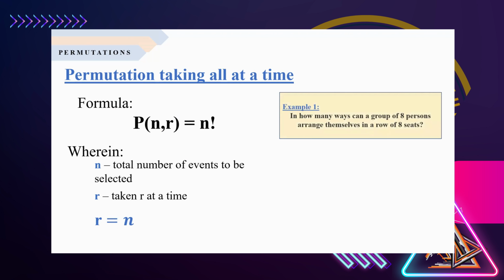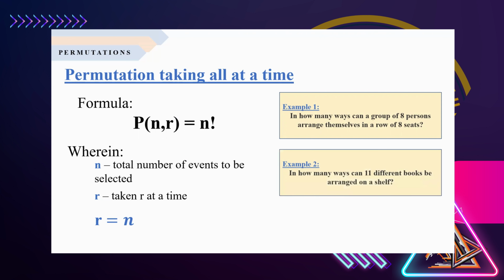Example number 1. In how many ways can a group of 8 persons arrange themselves in a row of 8 seats? So kung iintindihin mo ang ating problem number 1, there are 8 persons at meron din tayong 8 seats. So therefore, lahat ng yan ay ma-occupy nila yung seats because one condition in permutation taken all at a time is the value of r is equal to the value of n. So 8 is to 8, therefore, we have to use the formula in permutation taking all at a time.